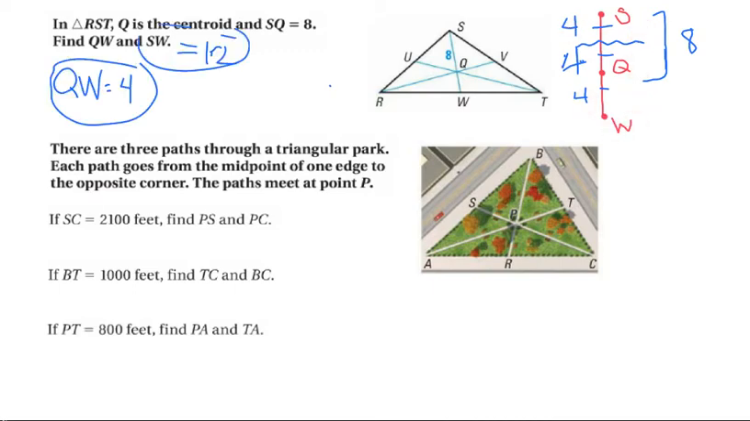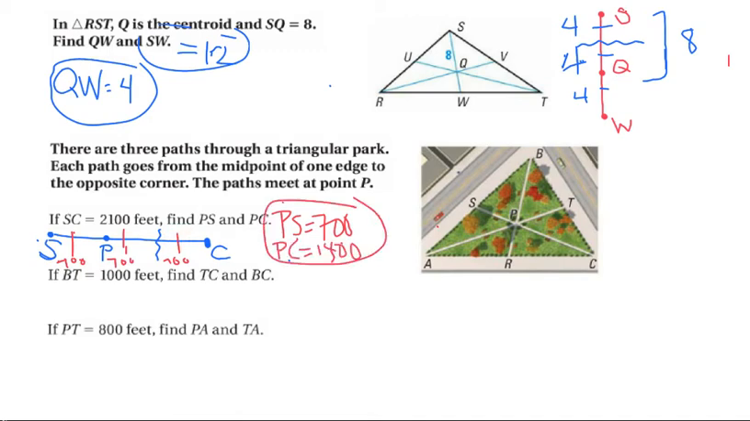So next, if we do the same thing down here with this triangular garden or park, if SC is 2,100 feet, what I suggest you do first is redraw that segment. So this is what it would look like. If we take 2,100 and divide it by 3, we get 700. Since each of those would be 700, and they're asking what PS is, PS would be 700. And then PC, you can see, is going to be 2 of the sections, so that would be 1,400.